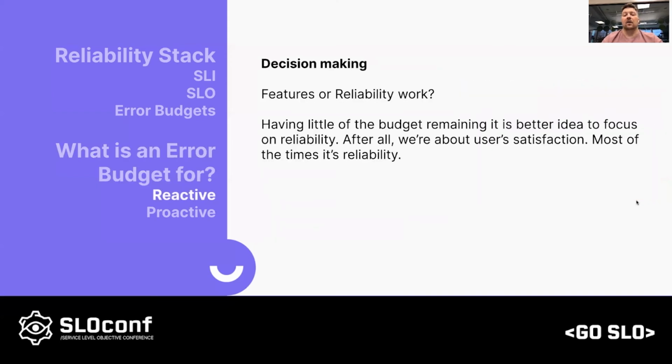Decision making, reactive one. Imagine it's the middle of the time window, but your error budget is already close to exhaustion. The question is, should you continue to work on features or should you switch to reliability work? It is important to remember that error budget is user patience left. And with that in mind, the safe bet would be to switch to work ensuring reliability.